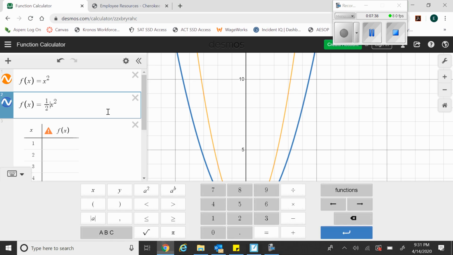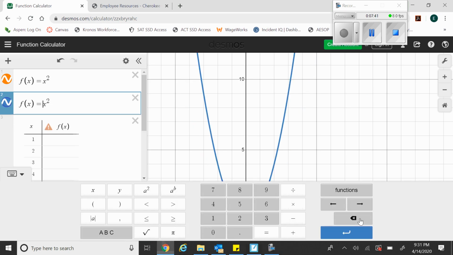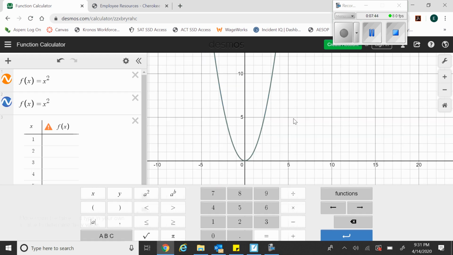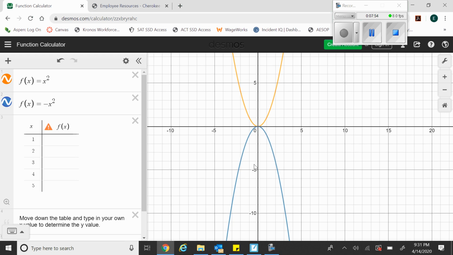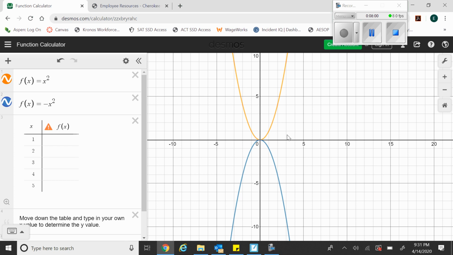Okay, so I'm going to come here and I'm going to delete that 1/2. Now instead of x squared, which is what the original one is, let's make it negative x squared. So the original one is orange. The new one, negative x squared, is blue. And you can see it got flipped over. So in math, we call that a reflection. And the axis that it flipped over is this horizontal axis right here. Remember, the horizontal axis is the x-axis. So when you multiply by a negative number, that's going to reflect it across the x-axis.